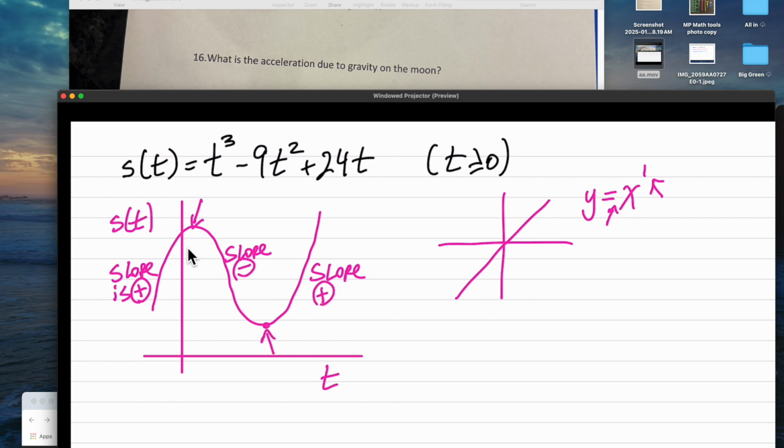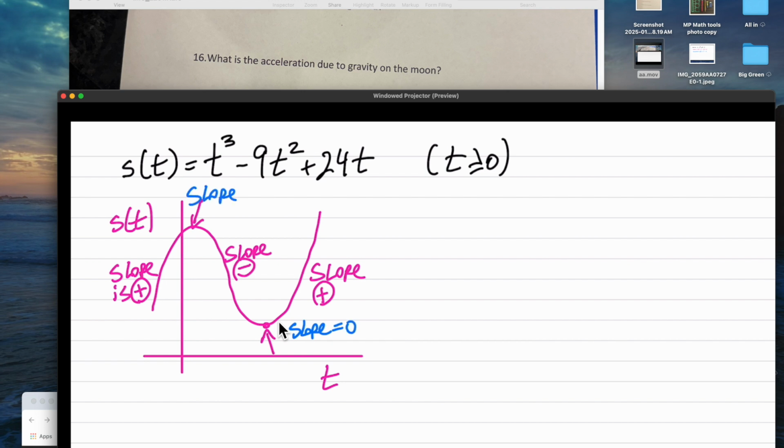So the key is to identify these locations. Now, what do we notice about these locations? What is the slope right at this local extrema, this local maximum? What is the slope at this local extrema, this local minimum? In both circumstances, the slope equals 0. Okay, so we are looking for the time where the slope equals 0.